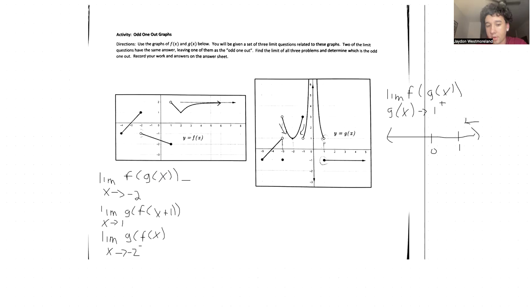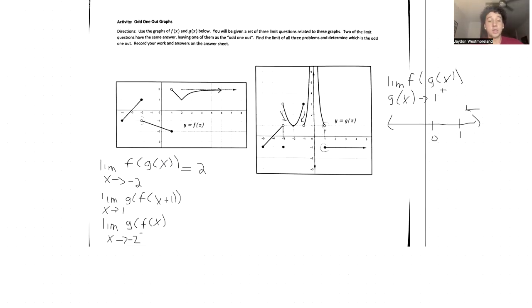Okay, here's another example that's pretty similar to that. The limit of the g of f of x plus 1 as x is approaching 1. Okay, again, very important that we work from the inside out. So I'm going to plug in my 1 value. 1 plus 1 is 2. So I'm finding the f of 2. Okay, so I come over here to the f of x, f of 2. Okay, it's equal to 1.